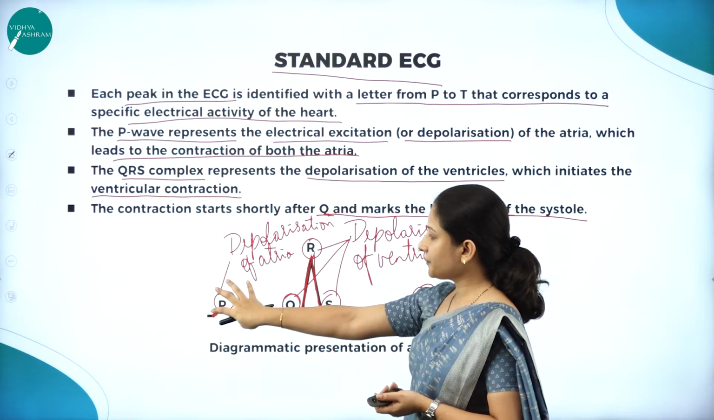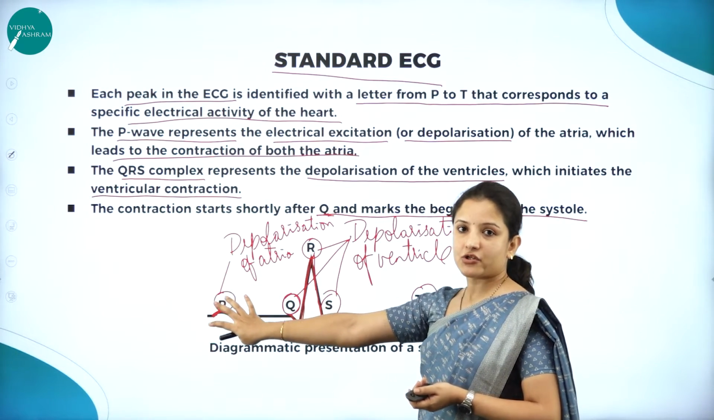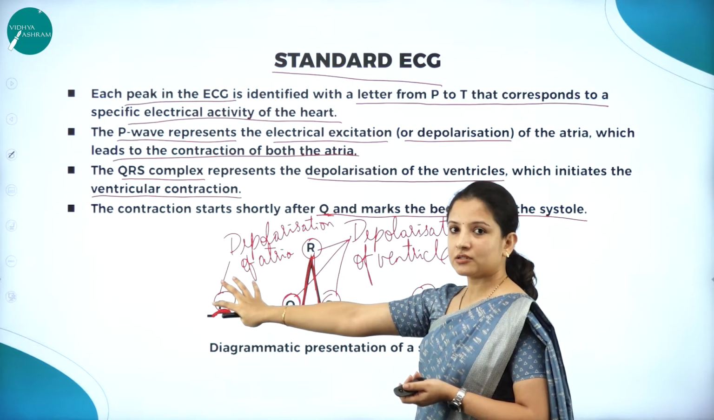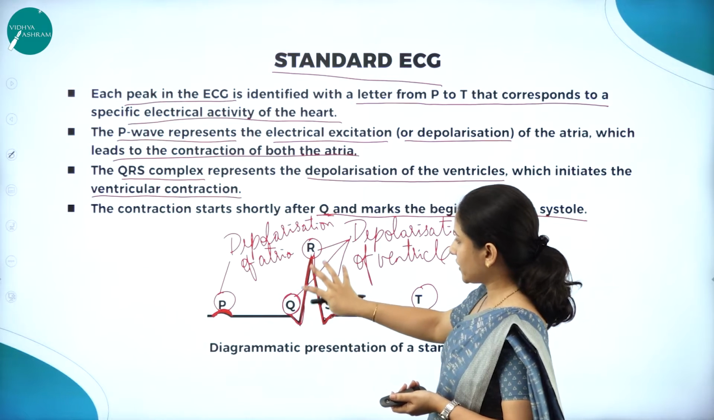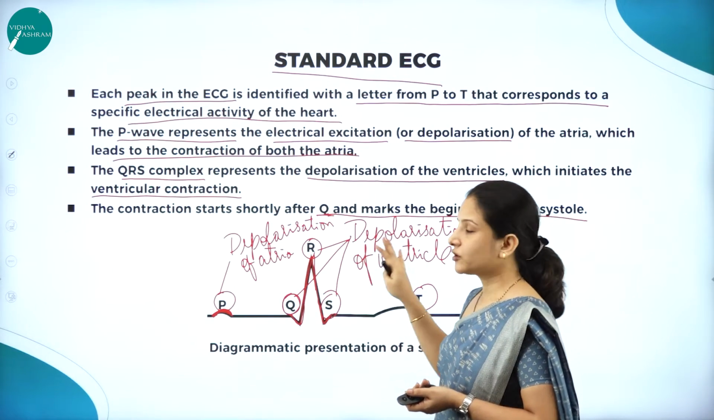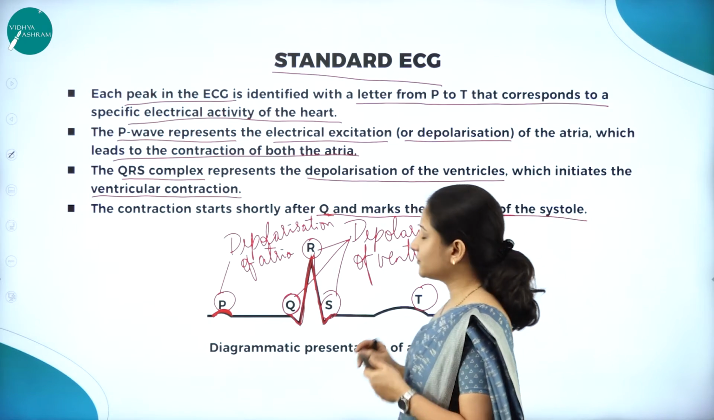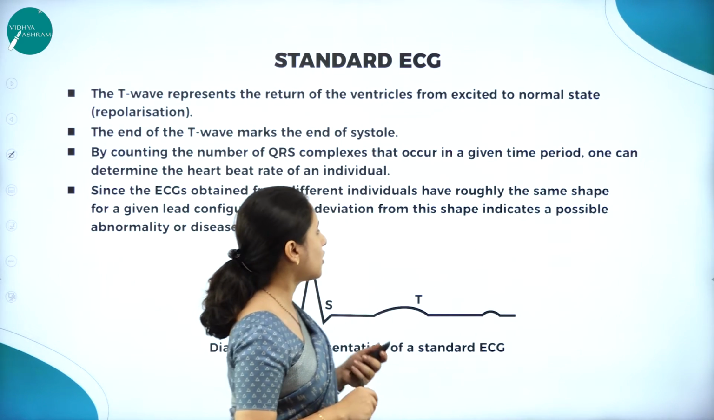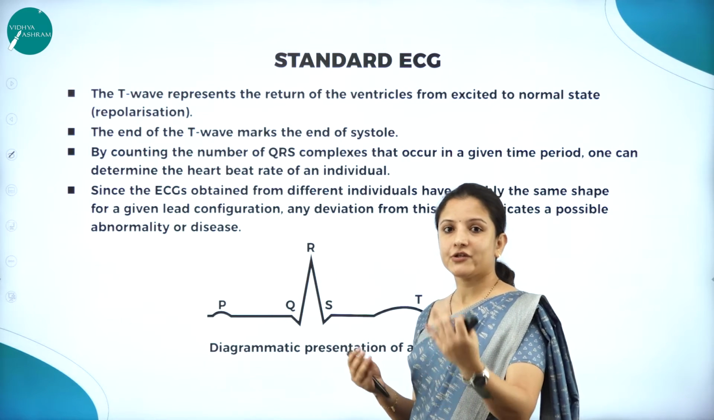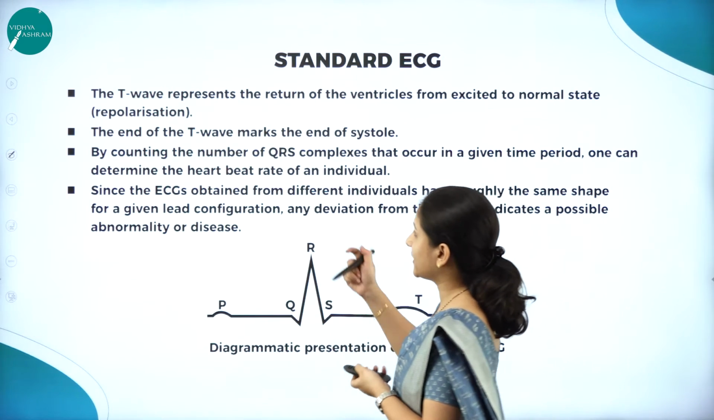Now what is P? P is the depolarization of atria. So first the contraction of atria occurs. Meanwhile, the contraction of ventricle occurs, causing the flow of the blood to the circulatory pathway. So moving further, we shall see what T is. Now, after this contraction of the atria and the systole, what happens next in the heart?